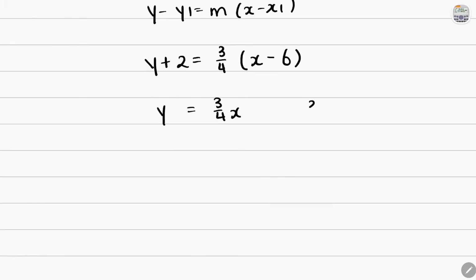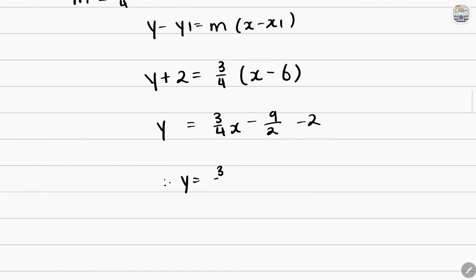Equal to 3 over 4 x, and then if we multiply here, 3 over 4 times negative 6, they have 2 in common, so 6 divided by 2 is 3, and 4 divided by 2 is 2. So this is negative 9 over 2. Then transpose the 2, minus 2. So y is equal to, the equation of that tangent is 3 over 4 x.